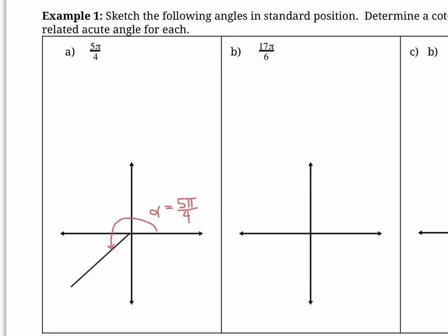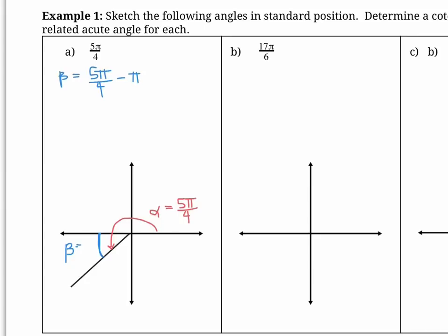So now let's figure out what's the measure of beta. So we know the related acute angle is always the angle between the x-axis and our terminal arm. So here's our beta measure. The question is, what is beta? Well, we know that the measure in radians from here to here is 5 pi over 4. We know the measure from here to here is pi radians. So what's left over? We can figure out beta by just taking 5 pi over 4 and subtracting pi.